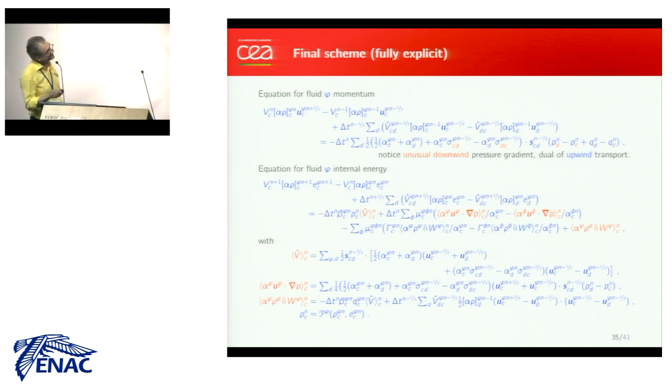It's fully explicit, and something funny happens here. The transport operator here is upwinded, okay, but the pressure gradient that appears in the momentum equation here is downwinded. And the downwinding here is different for each of the fluids. You can be upwind for one fluid, downwind for another fluid. So which way are you going to discretize the pressure gradient? Well, this variational principle tells you there's only one way to discretize the pressure gradient in order to be isentropic, and this is the way it is.